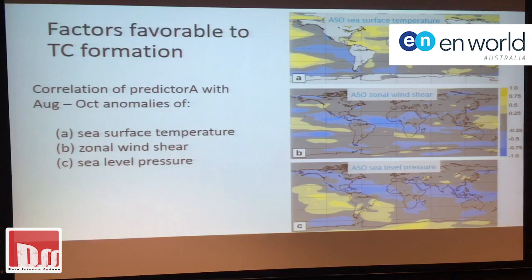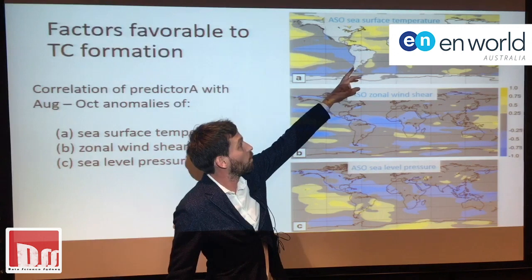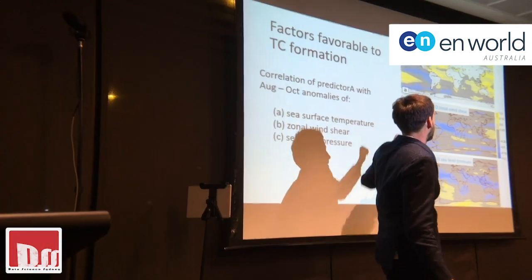The next thing to do, and that links to what I was saying in the introduction, is how well does the predictor link to the key ingredients I mentioned. So we've looked at whether it correlates to the target, the number of cyclones, but we can look at whether it correlates to the environmental favorable conditions. So this is showing, for instance, that when this predictor A is positive in March, April, May, we will also likely have warmer ocean than usual in the North Atlantic, which is one of the ingredients I was mentioning.